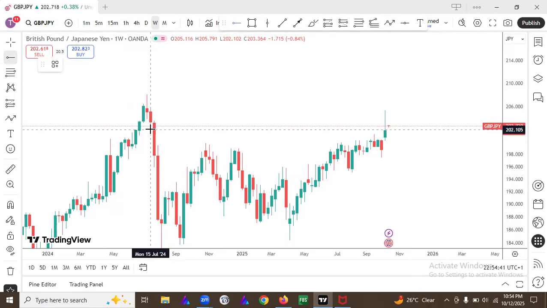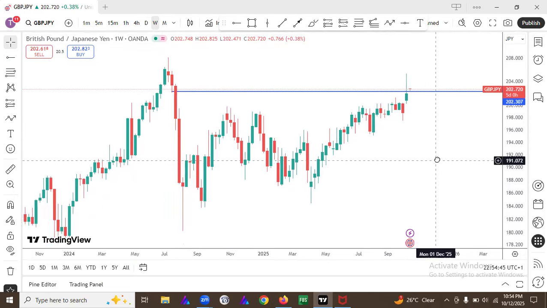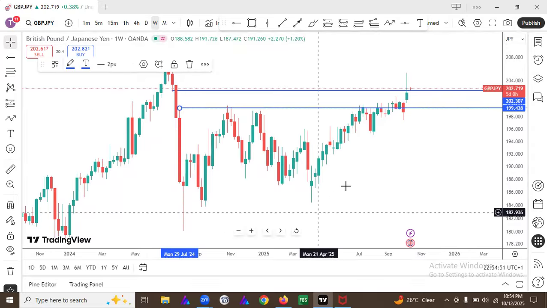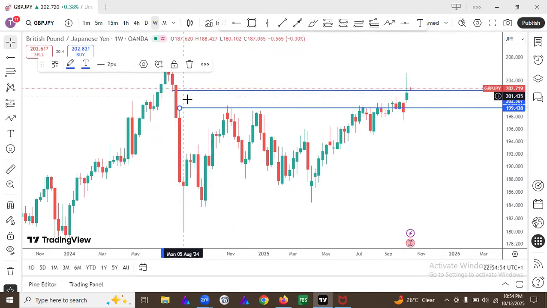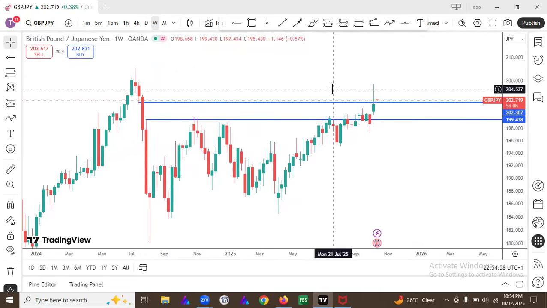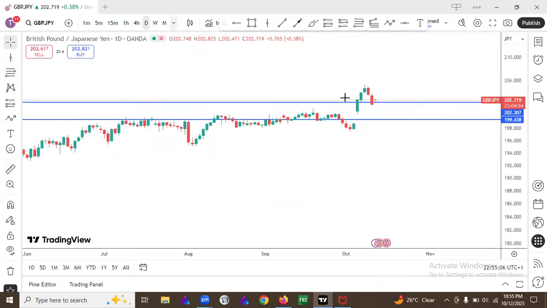So you can see here we had a fair value gap, which is at a premium area. That could be the reason for the rejection, the reason for this pullback. Price had to pull back to go and fill this fair value gap. Now it has filled this fair value gap. Now what do we have here? We have a shooting star. This is a shooting star candle.